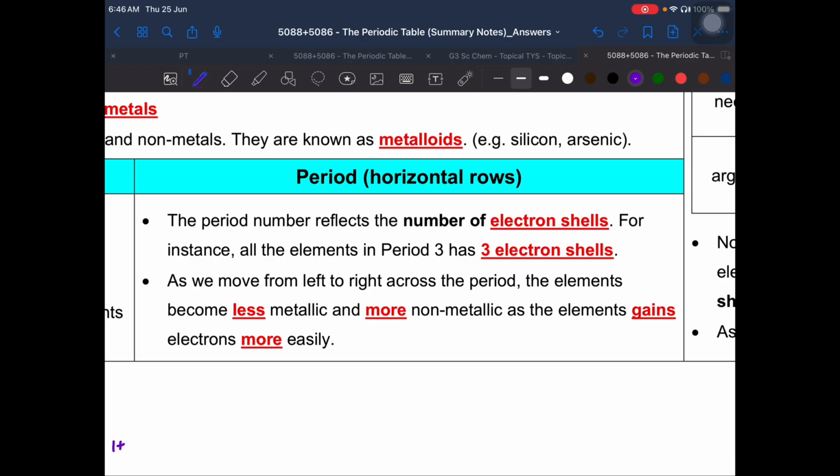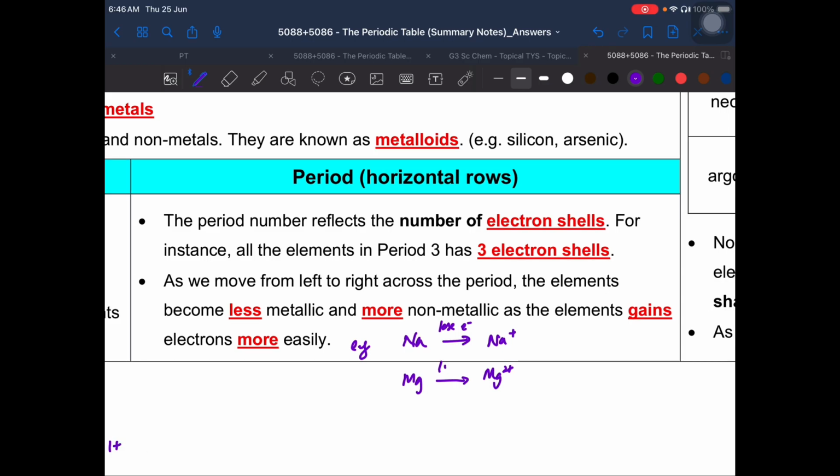And we know that in the period, as you move from left to right, you move from metals to non-metals, and the reason is because the element starts to gain electrons more easily. So what do I mean by that? For example, we know that sodium can become Na+ because it loses an electron. As you move from left to right, after sodium, you will see magnesium. Magnesium can become Mg2+ because it loses electrons. Aluminium, the next one, can become Al3+ because it loses electrons.